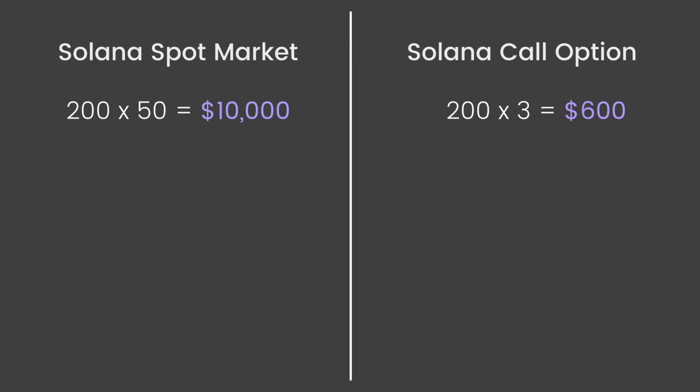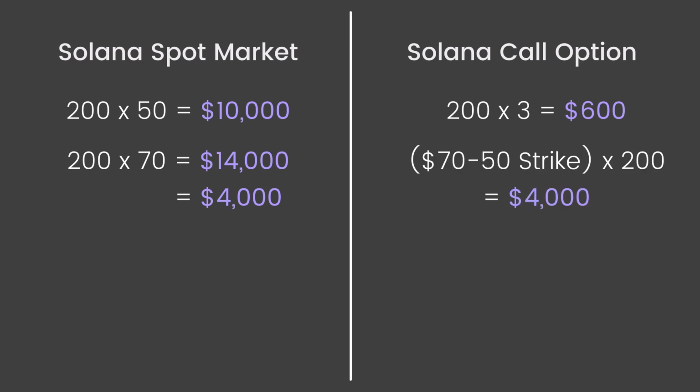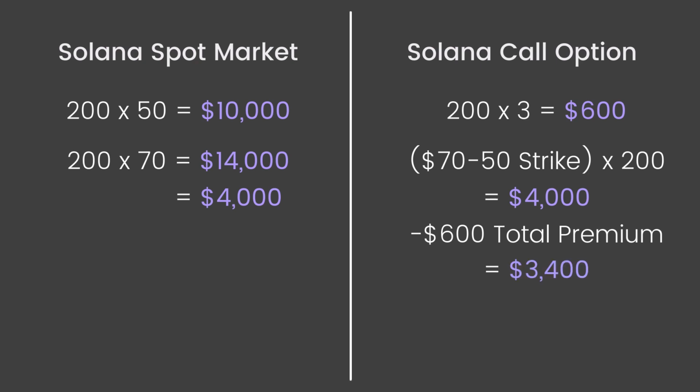If Solana goes up to $70 at the expiry of the calls, the 200 Solana position will be worth $14,000, making a nice $4,000 profit. The Solana call position will be worth 70 minus 50 strike price times 200, or $4,000. Remember that they paid $600 total premium for the calls, so the total profit is $3,400.